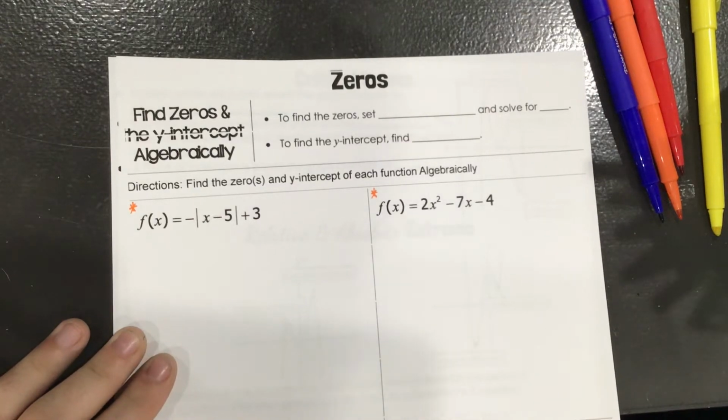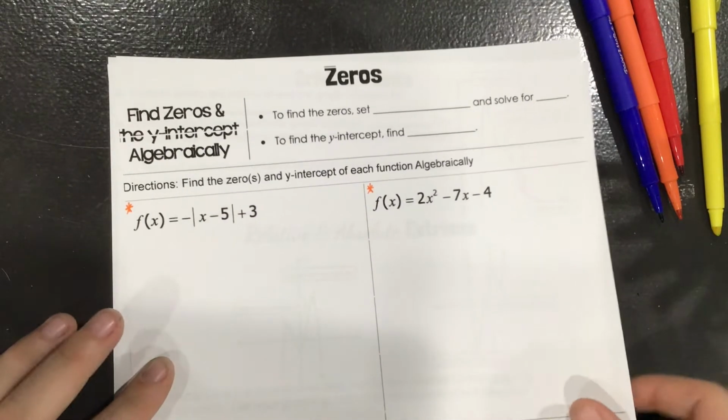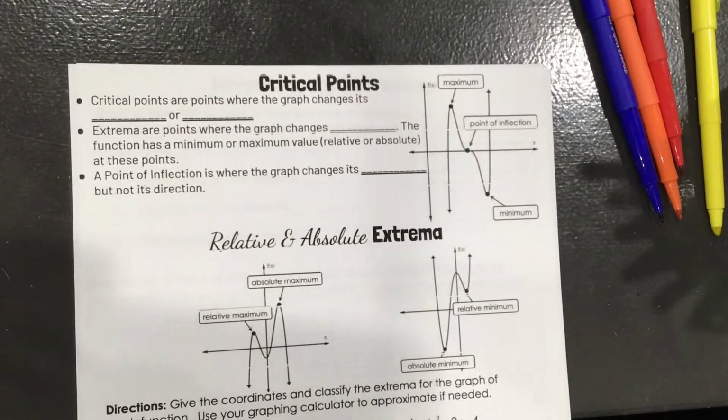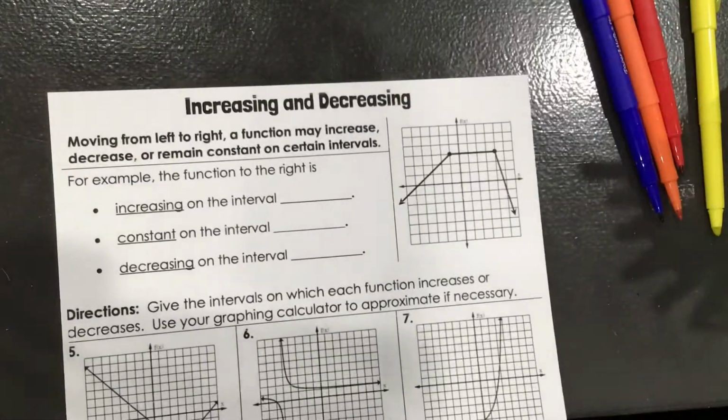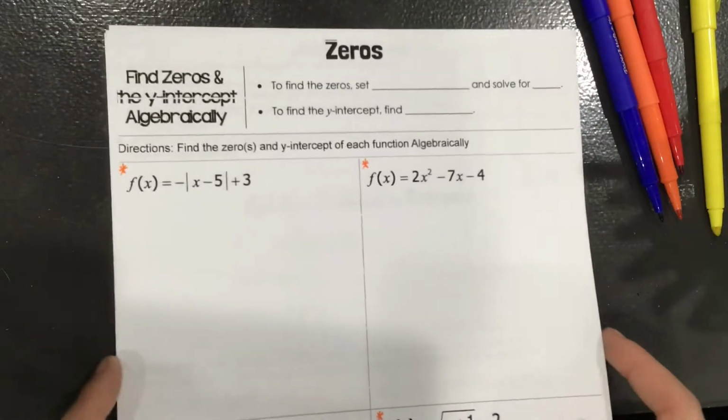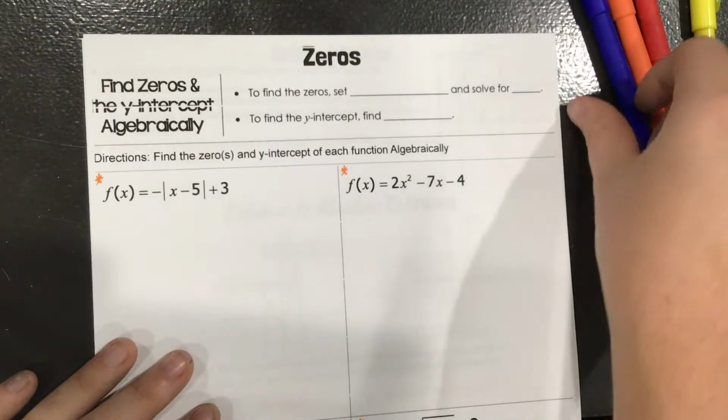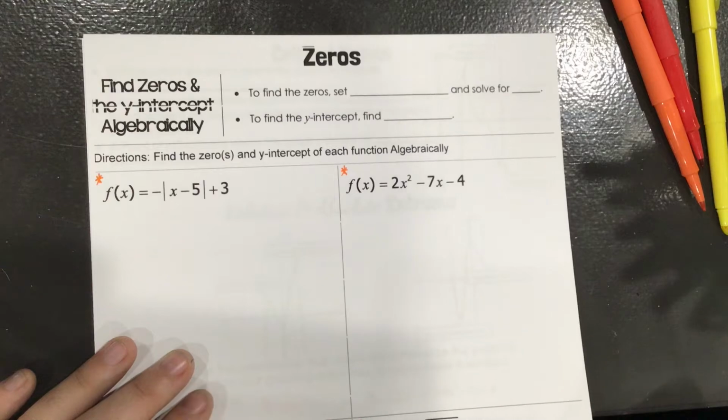Hello everybody, we are going to be learning about how to find zeros, critical points, and increasing and decreasing intervals. Yours is a smaller foldable, mine is just bigger, so we can see what I'm writing a little bit easier. All right, let's get started.